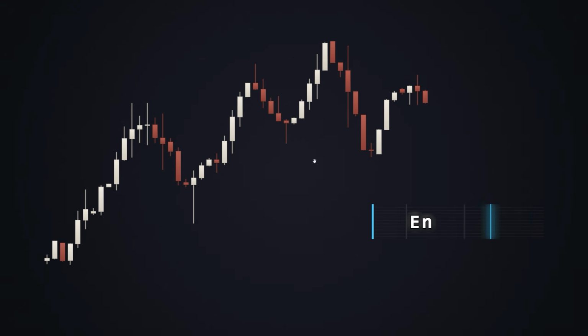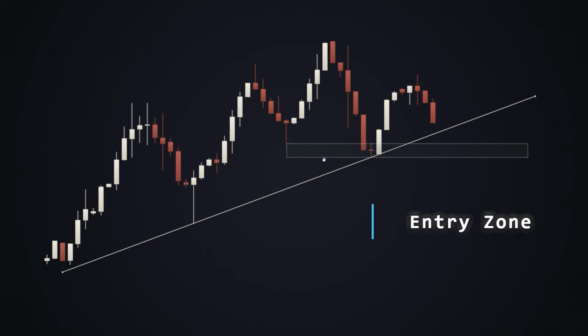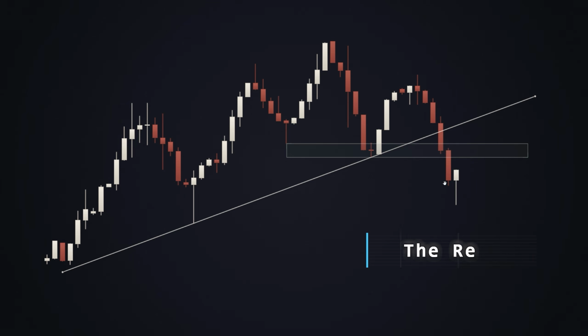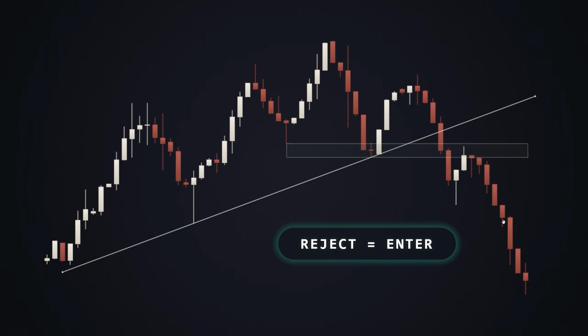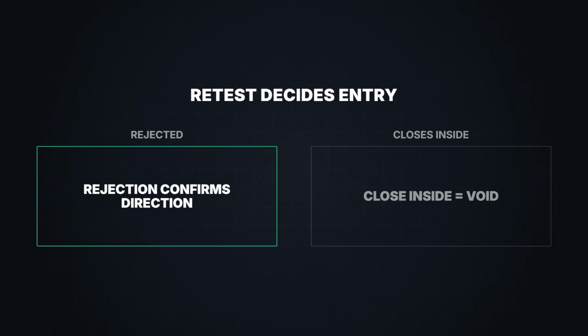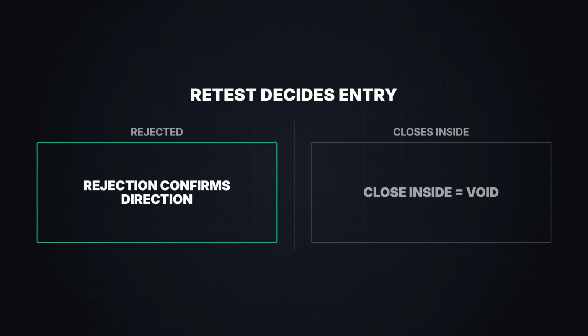Now comes the entry zone. 2 breaks show direction, but they do not give me a clean entry. If I buy the break itself, my stop has to sit too far away, and the $100 account cannot survive wide stops repeated all day. The retest solves that. A retest means price comes back to the broken level. I want to see that level reject price, which means price touches it and then pushes away. If price retests the broken level and rejects it, I enter in the breakout direction. If price closes back inside the old zone, there is no trade.